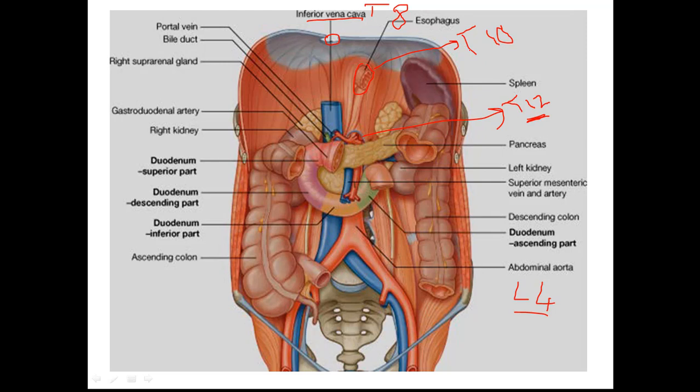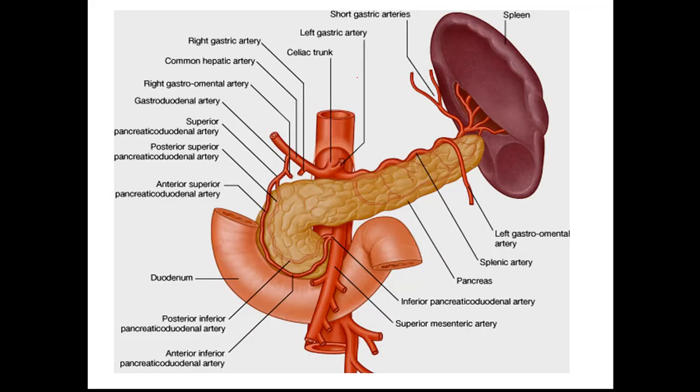Okay, I forgot something. With the esophagus, we have the vagus nerve. We know that the vagus nerve supplies the GI tract and supplies parasympathetic nerve fibers to the viscera, and it enters the abdomen through the T10 opening with the esophagus.